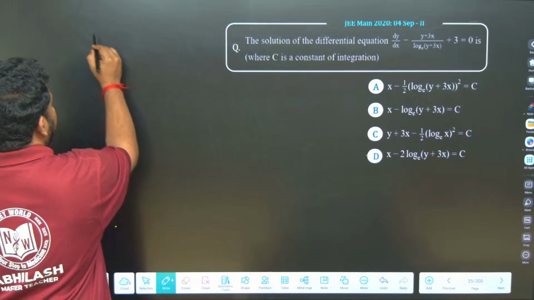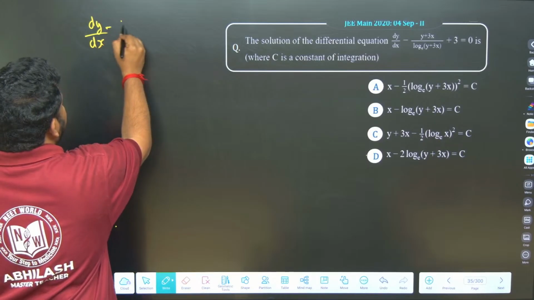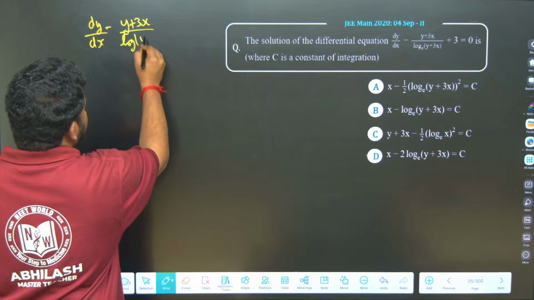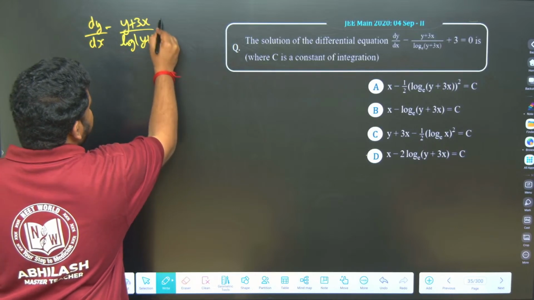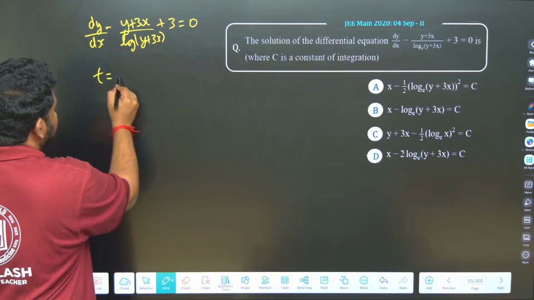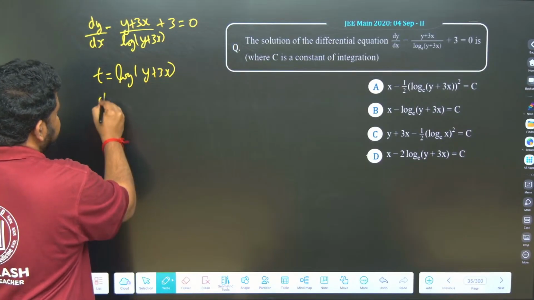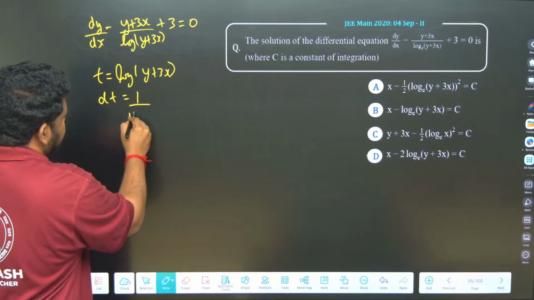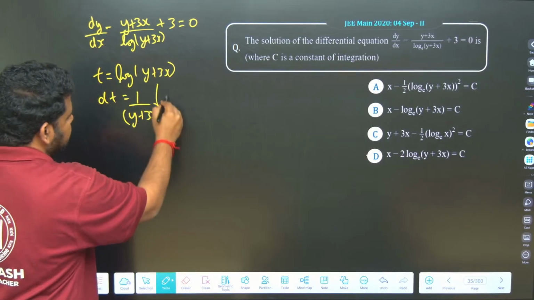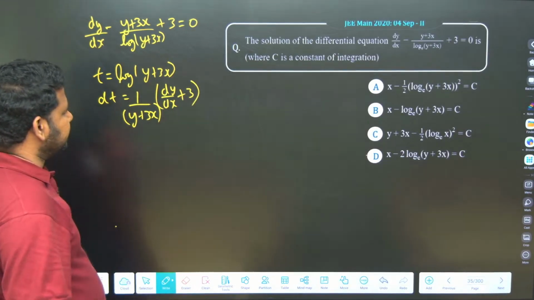Let us write what is given first: dy by dx minus (y plus 3x) by log of (y plus 3x) plus 3 is equal to 0. I will put t is equal to log of (y plus 3x). This gives me dt is equal to 1 by (y plus 3x) times (dy by dx plus 3). I have to differentiate this also.